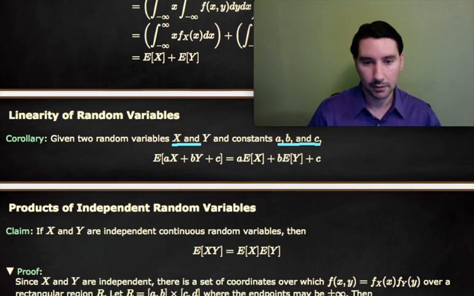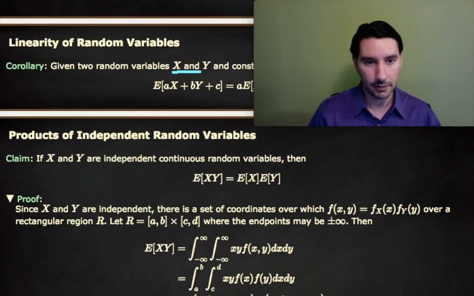It's always linear. It doesn't matter whether the random variables are discrete or continuous. Another fact that you'll be familiar with if you've done the lessons on discrete random variables is that if X and Y are independent and continuous random variables, then the expected value of XY is E of X times E of Y. So you can break out products over expected values if the random variables are independent. So that is the condition that we need.